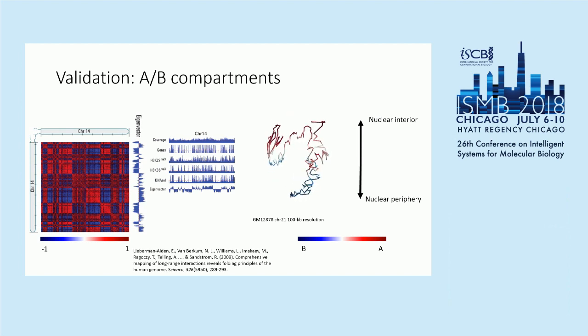So to validate my method, I wanted to use a fairly orthogonal way of looking at Hi-C data, which doesn't involve any sort of structural inference. So you may be familiar with A-B compartmentalization, which is based on a principal components analysis of the Hi-C contact matrix. The A compartment has been shown to be active and the B compartment has been shown to be repressed based on markers such as histone modifications.